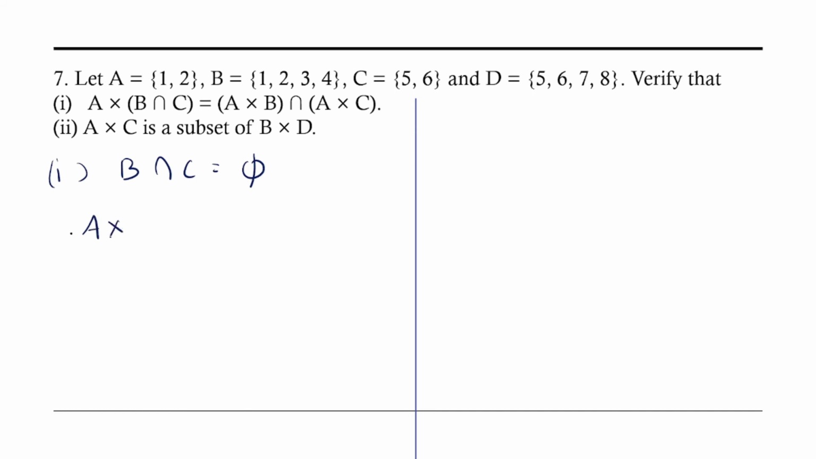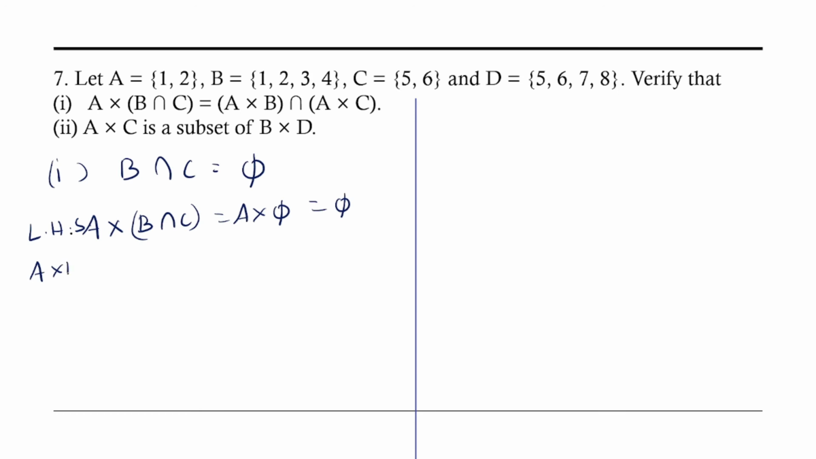Then A cross (B intersection C) is equal to A cross the null set, so it is equal to the null set. This is the left hand side. Now coming to the right hand side. Right hand side is (A cross B) intersection (A cross C). So first let us find A cross B, then let us find A cross C, and then find the intersection of these two.